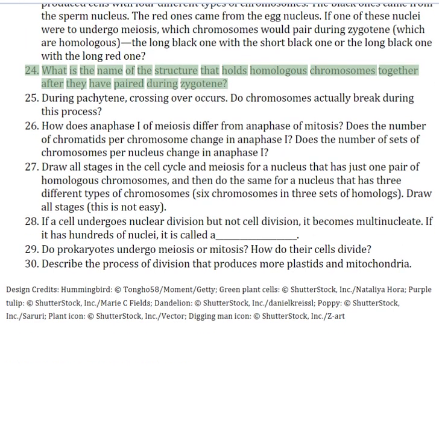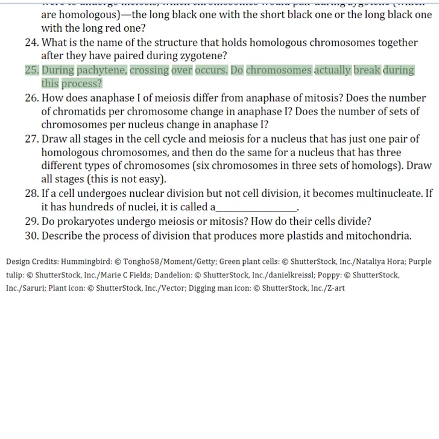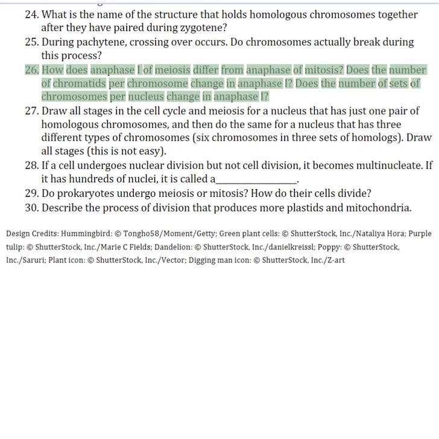24. What is the name of the structure that holds homologous chromosomes together after they have paired during zygotene? 25. During pachytene, crossing over occurs. Do chromosomes actually break during this process? 26. How does anaphase I of meiosis differ from anaphase of mitosis? Does the number of chromatids per chromosome change in anaphase I? Does the number of sets of chromosomes per nucleus change in anaphase I?